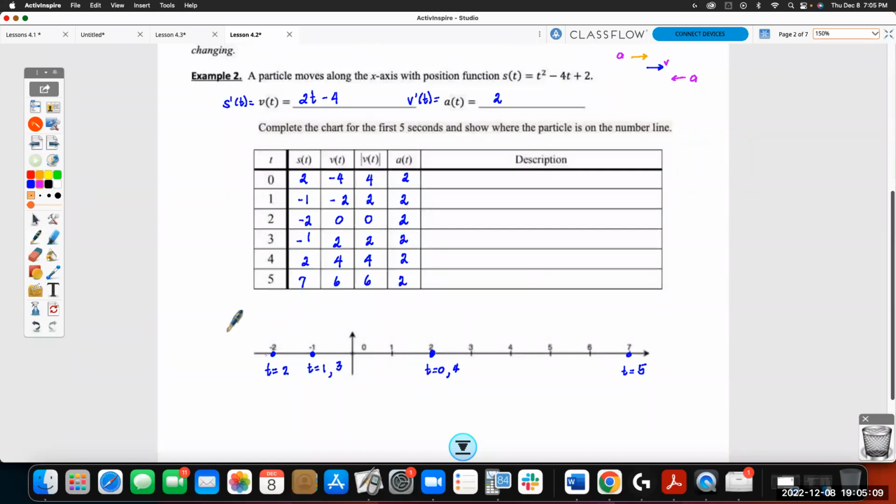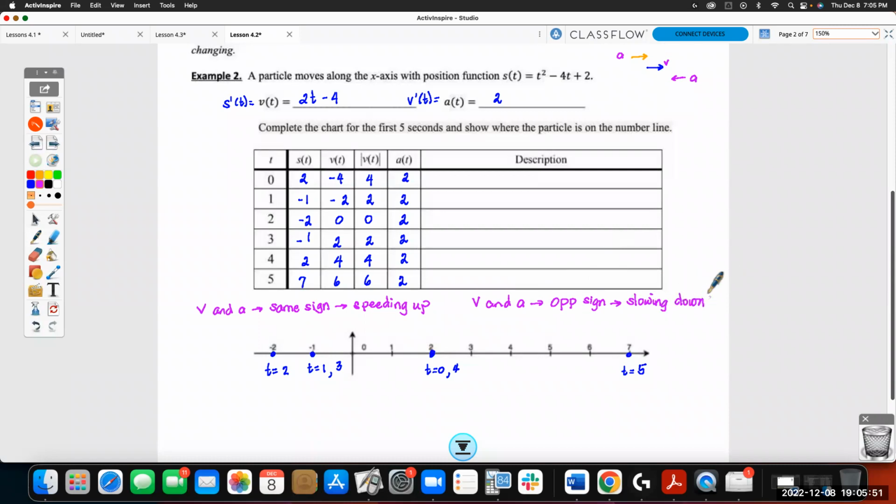So let me write it down here. If velocity and acceleration have the same sign, it means that the object is speeding up. However, if the velocity and acceleration have opposite signs, that means that the object is slowing down.